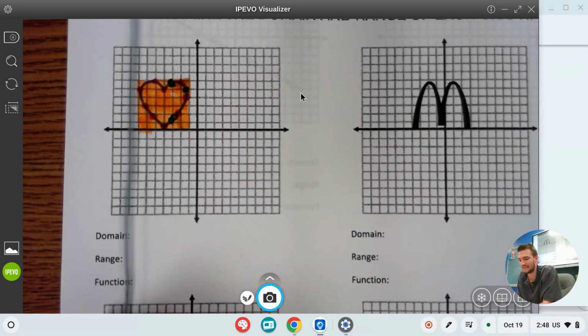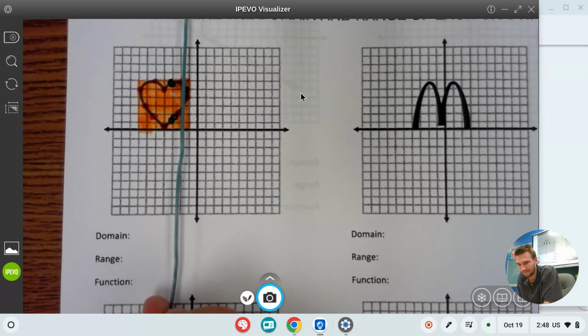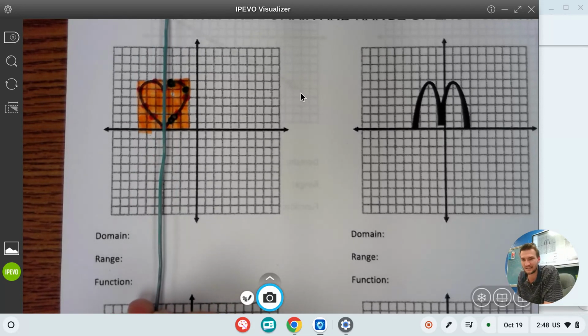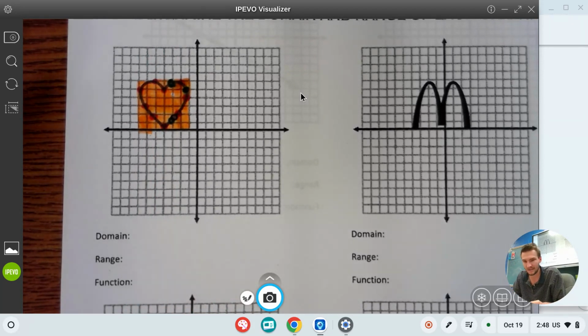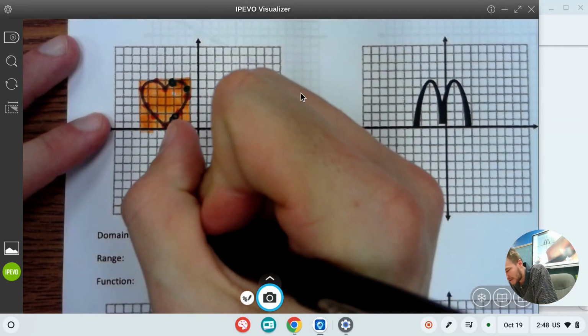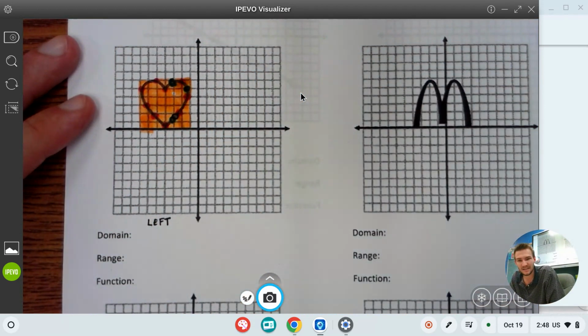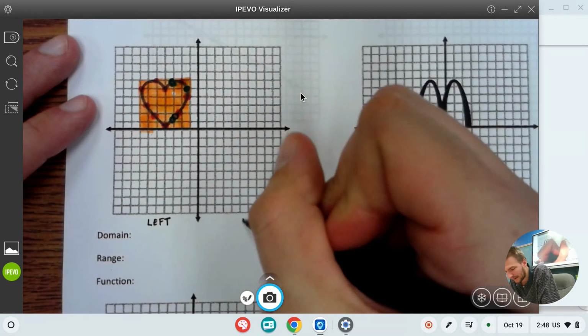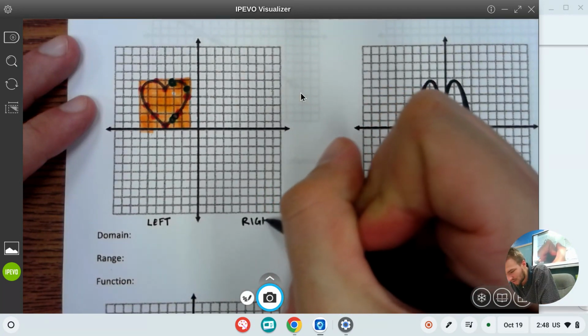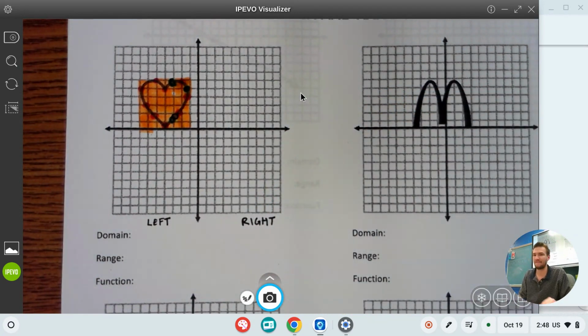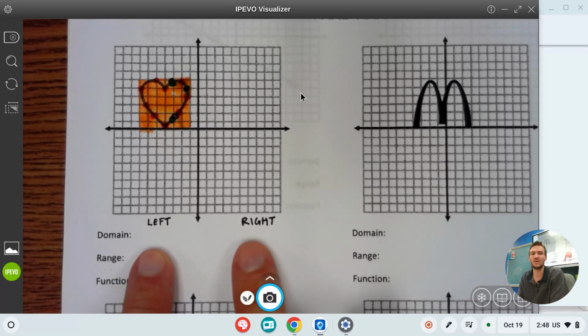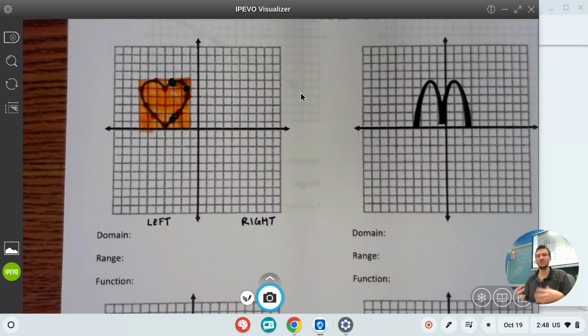You following me? This is only where the heart is. We need to figure out where is this. In order to do that, we're going to find out what is the left of the heart, and we're going to find out what is the right of the heart. If I was you, I would write those words down. Now, like I told you before we started, the hardest thing we have to do is count to 7 today.